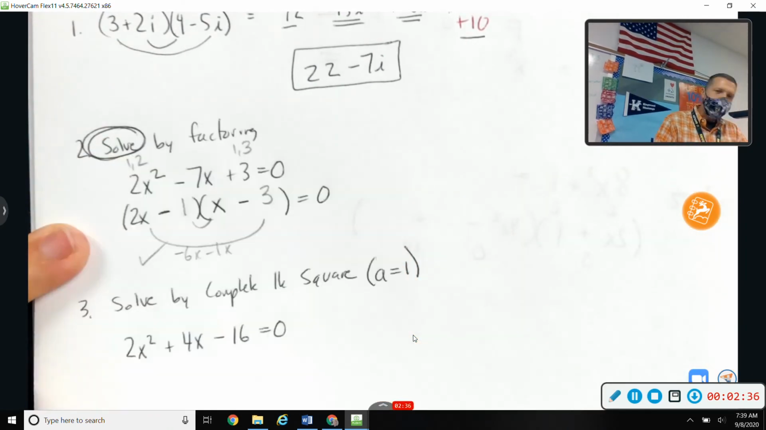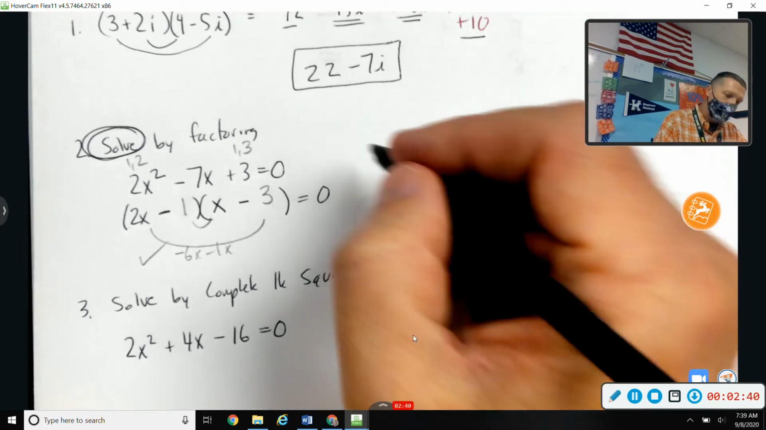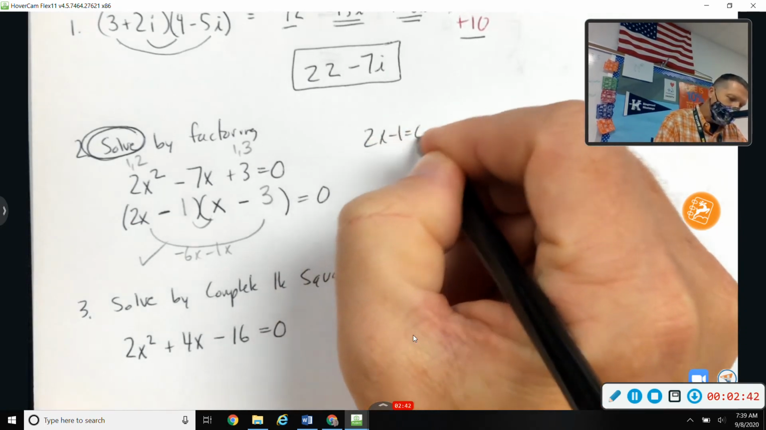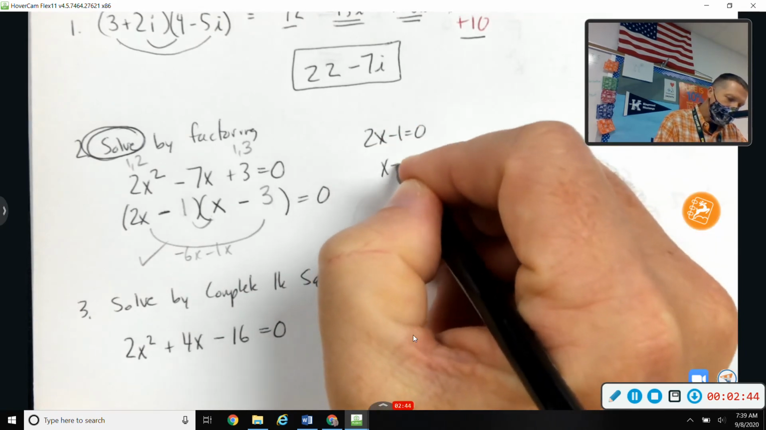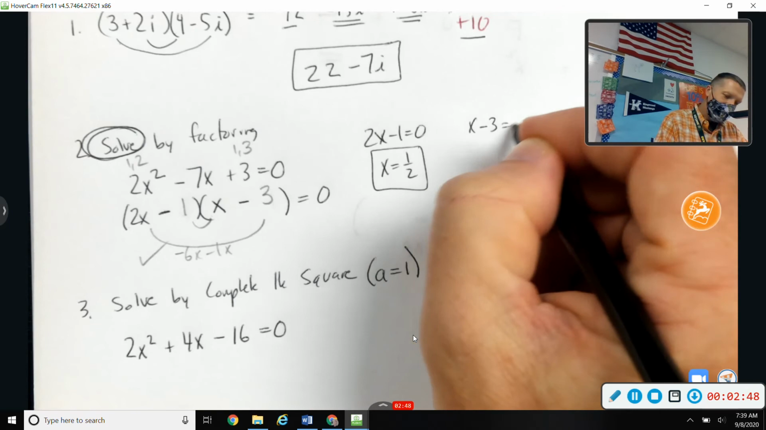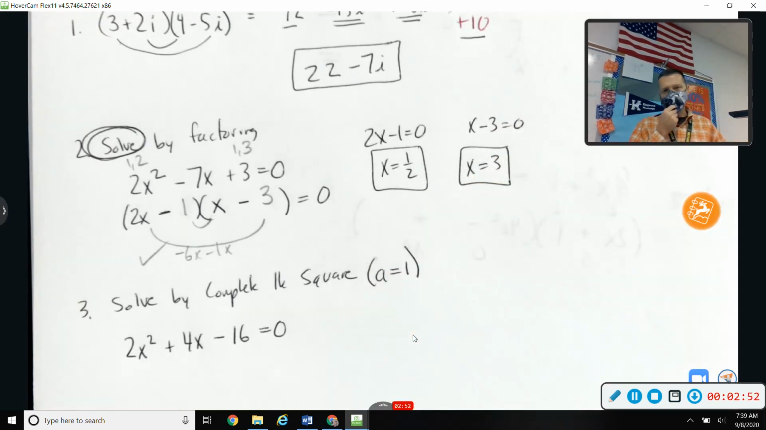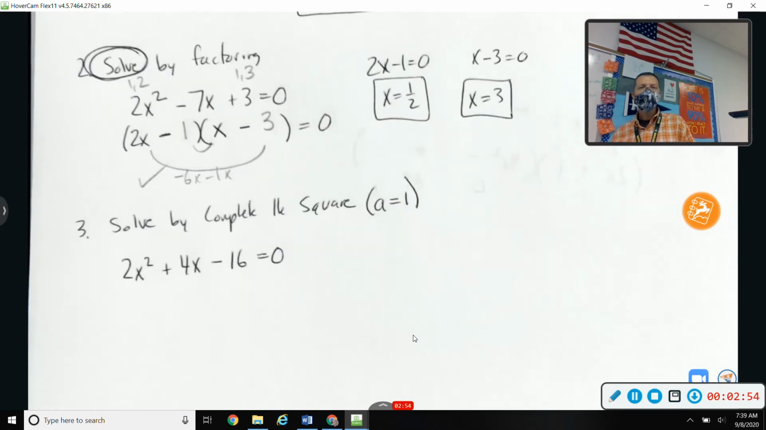It did not just say factor, it said solve, so make sure we set each of the factors equal to 0 to find the 2 solutions. So x equals 1/2 and x equals 3. Questions on that one?